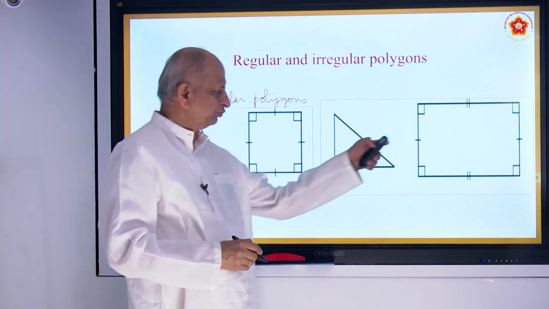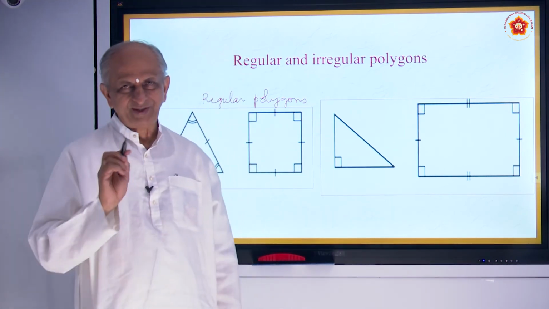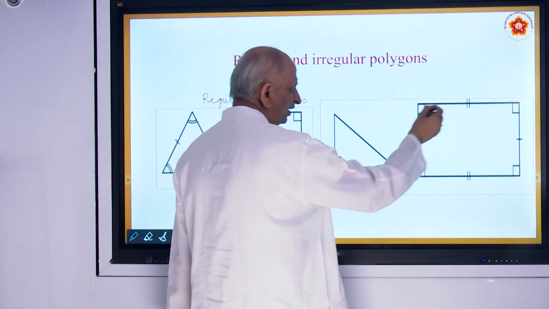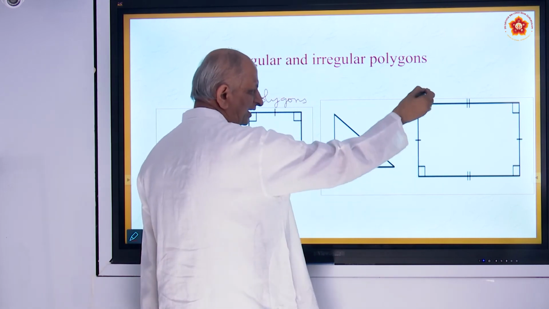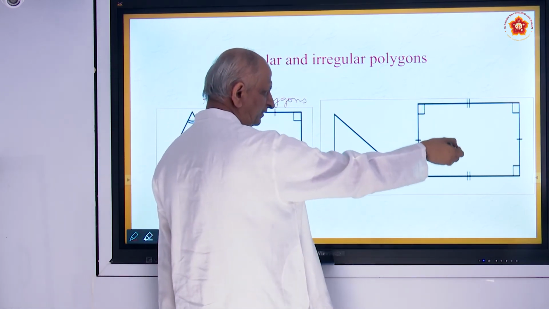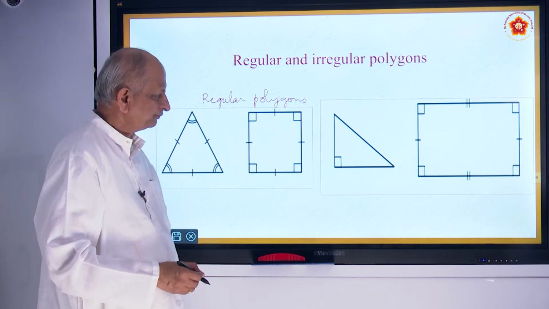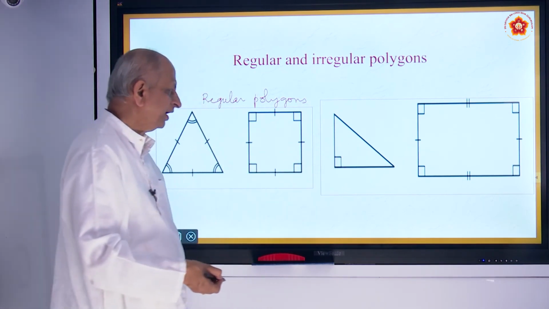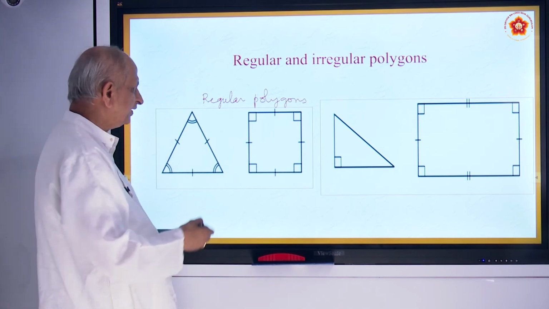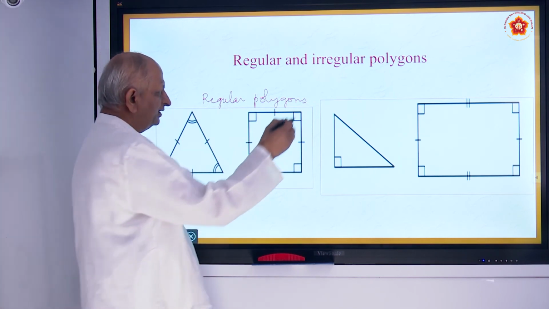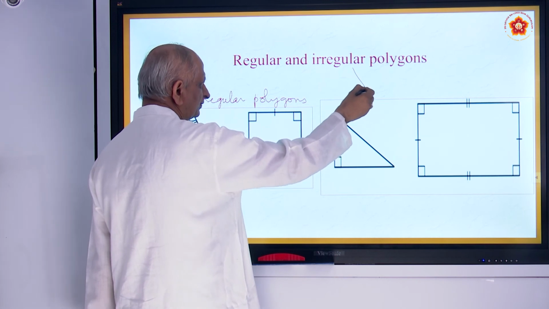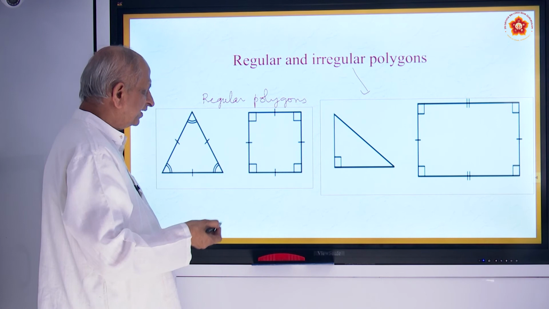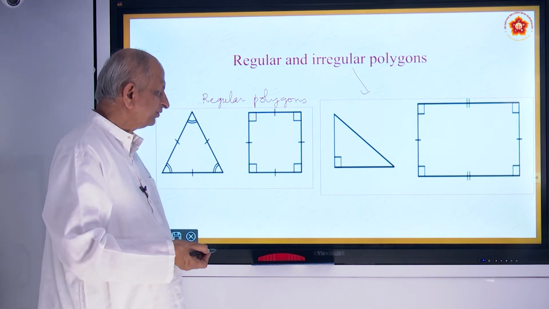What about these two? They are not regular polygons. Here angles are equal, but sides are not equal. Opposite sides are equal, right? Here also, all the angles are not equal, therefore it is not regular. We call it irregular polygons. Okay. And this polygon means you can extend to more number of sides also.